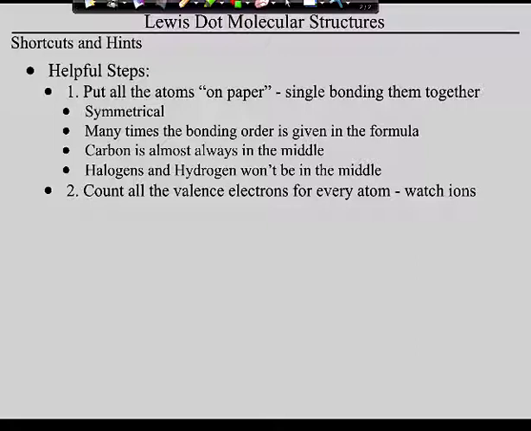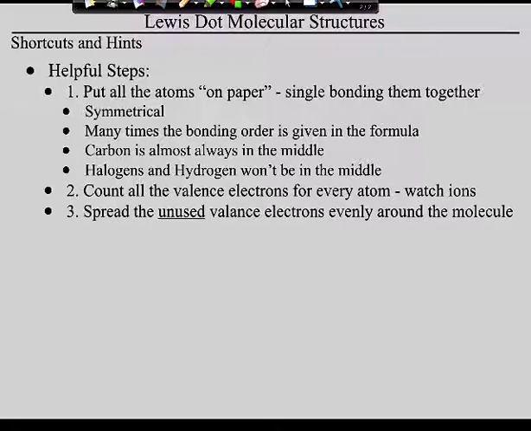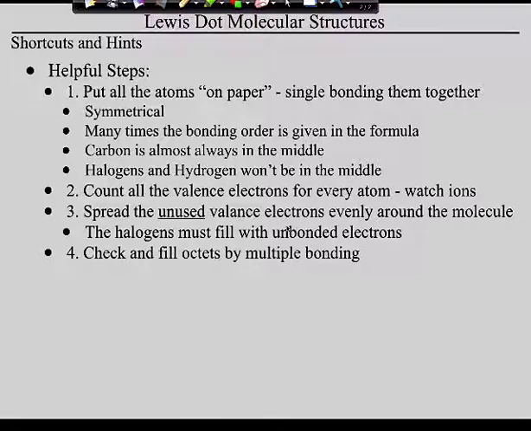So then guys, once you're done with step 2, then step 3 is to spread out all the unused electrons as much as you possibly can around the molecule, spreading them out evenly. And guys, when you go through this spreading out process, and I'll show you why in a minute, you always want to fill the hydrogens or the halogens completely first. And then guys, finally, and this is the last of your notes, and then we're going to look at examples. Step number 4 is check for and fill octets by creating multiple bonds.